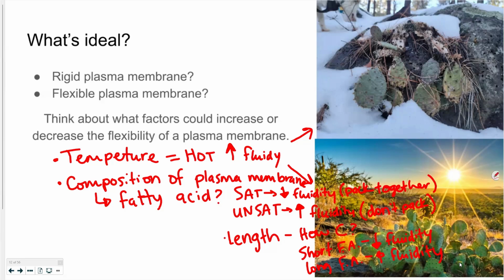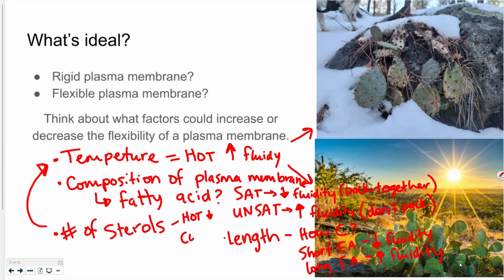Another factor is going to be the amount of sterols, right? So how much cholesterol do you have in your membranes? And the effect of cholesterol depends on the temperature. So under hot temperatures, if you have more cholesterol, that's going to decrease your fluidity. Under cold temperatures, it's going to increase your fluidity, the more cholesterol you have.